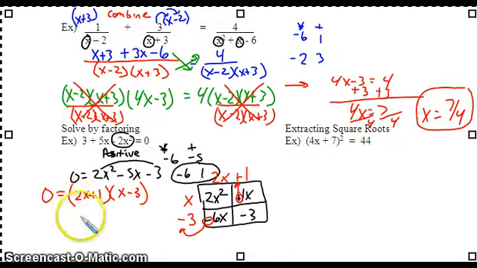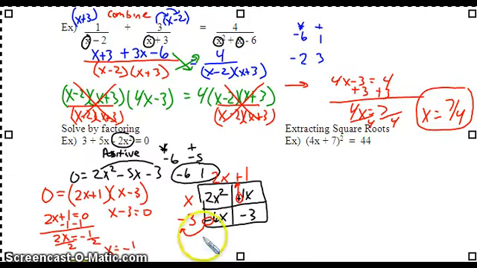Now the rule for solving once you have two things being multiplied together to equal 0 is you set them individually equal to 0. So this one I would have to subtract 1 and divide by 2, and I'm going to get a negative 1/2. This one I would just have to add 3, and I would get a positive 3 as my answer.